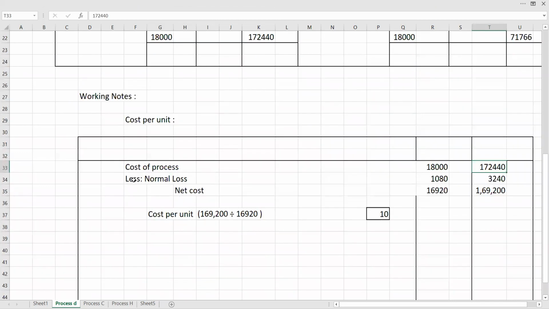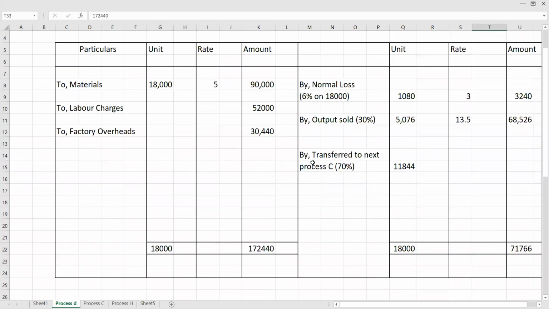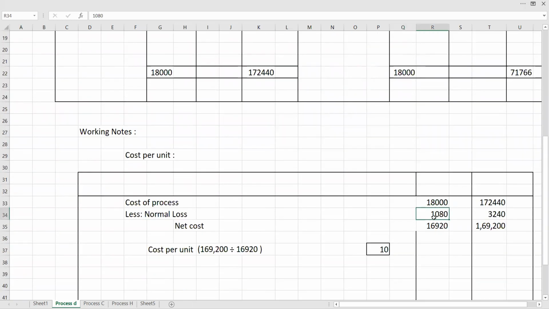Next, less normal loss. See, we have already found this normal loss: units 180 and amount 3,240. So less normal loss 1,080 and 3,240. So cost of the process less normal loss, we can get a net cost. So here is a net cost: 18,000 minus 1,080, and the answer is 16,920.